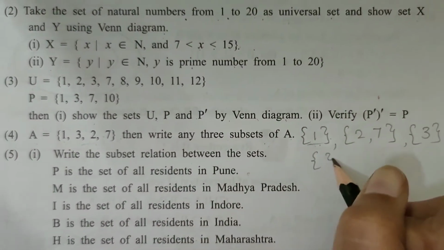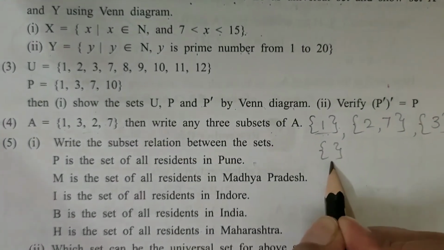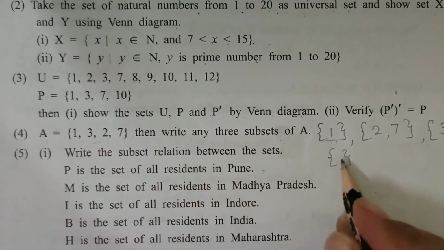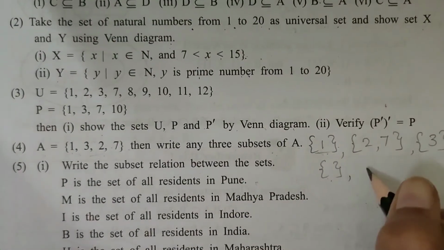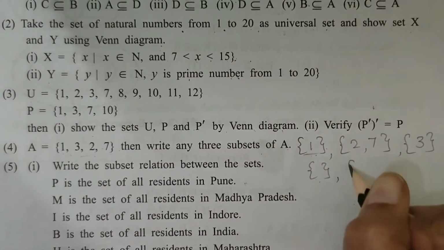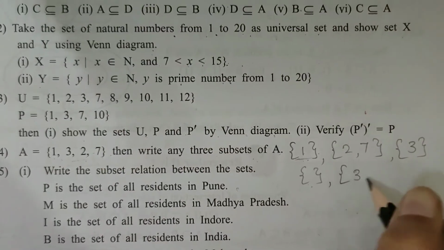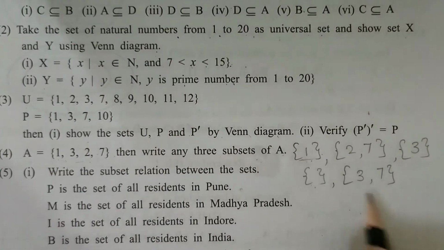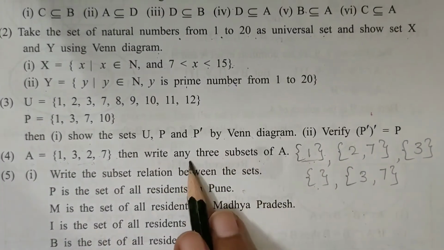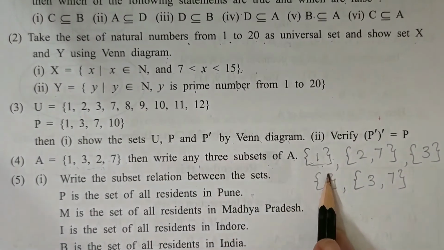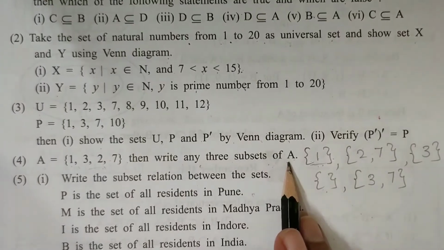The empty set is also a part of set A. So this empty set is also a subset of A. You can include it in your list. Anything you can write from the set A, these are the subsets of A. You will get n number of answers for this question.